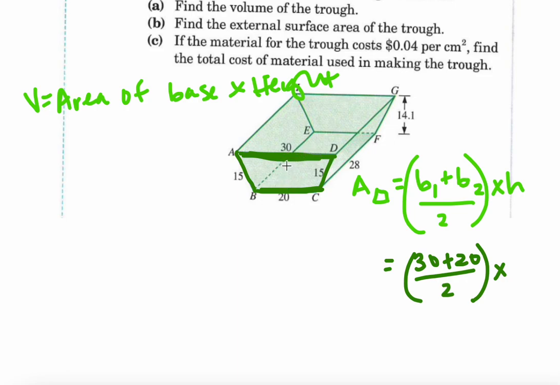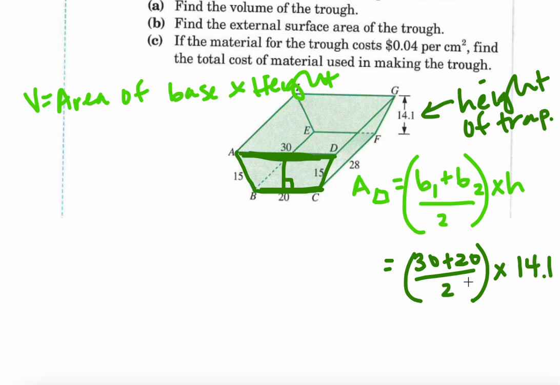Ooh, what would the height here be? I don't have this number here. This measurement is not there. But it's right here. This is the height of the trapezoid. Height of the trapezoid is 14.1. That was tricky. It's all the way over there. But these two are both going up and down, right? So it's 14.1.